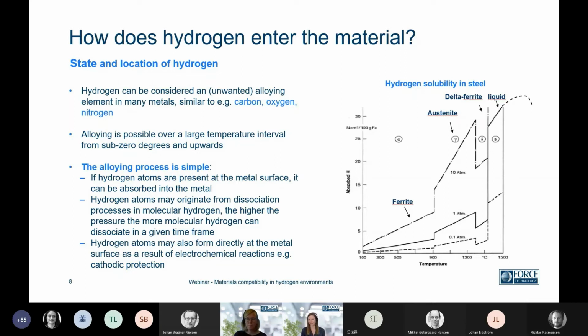And if you have hydrogen atoms present on the metal surface, they can be absorbed into the metal. Normally, steel would contain different phases in the microstructure, like ferrite, austenite, even martensite, and they have different solubility and diffusion properties, and also sensitivity to hydrogen. For example, martensite is unwanted for hydrogen fractures. You may also have hydrogen forming at the surface due to corrosion.